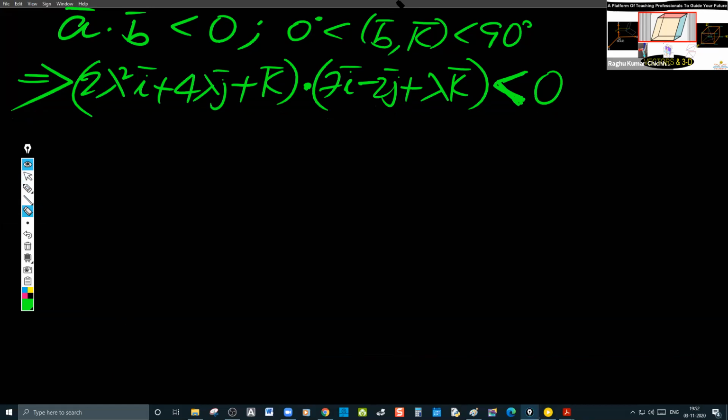Dot product less than 0. After that, make use of the number line if you want. Number line means wavy curve method.